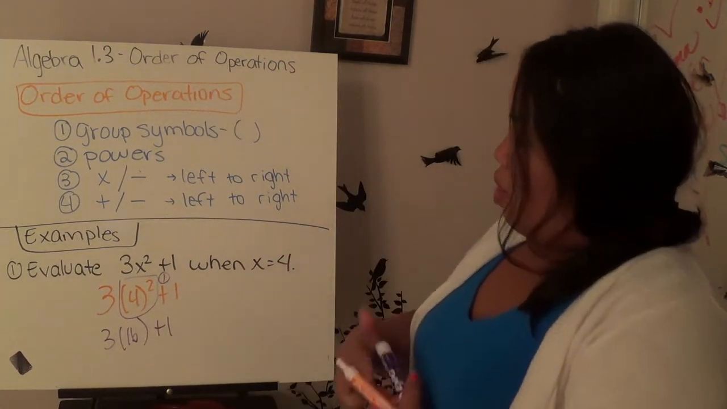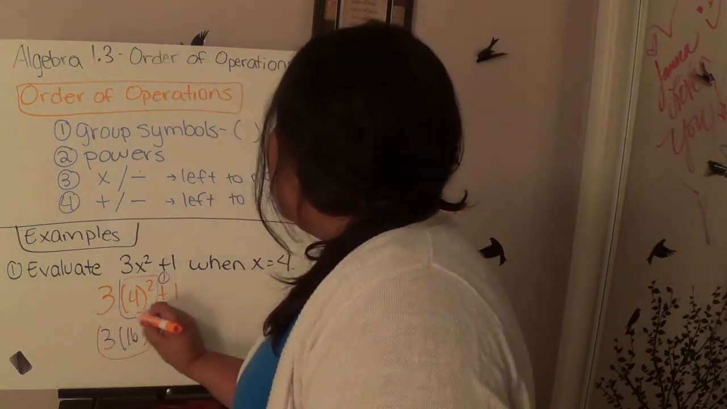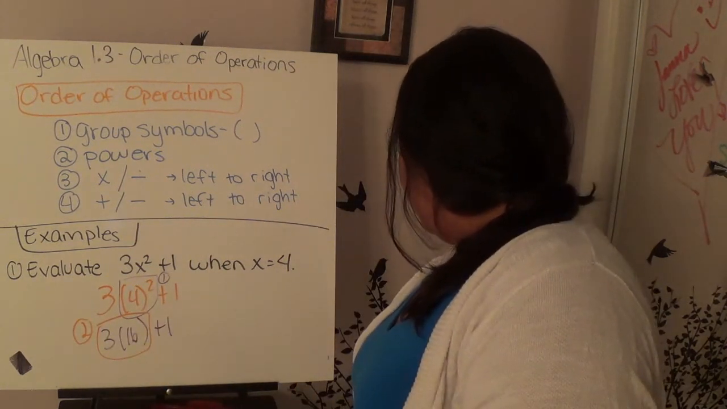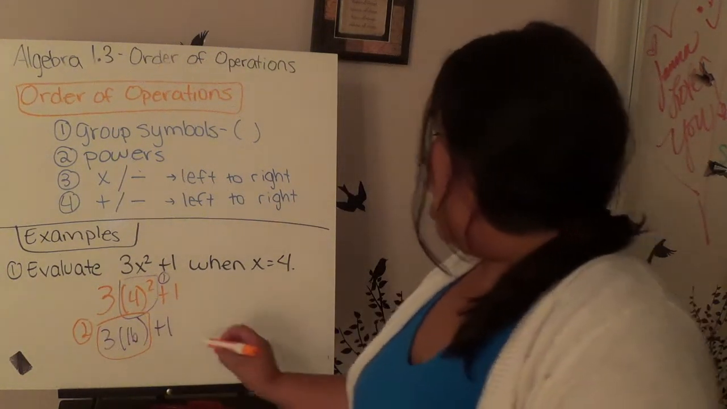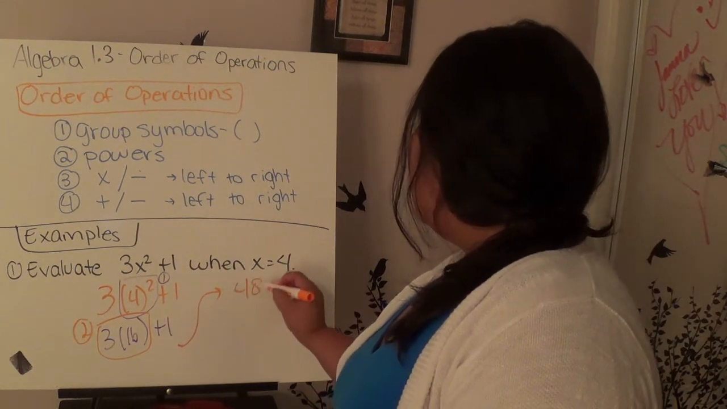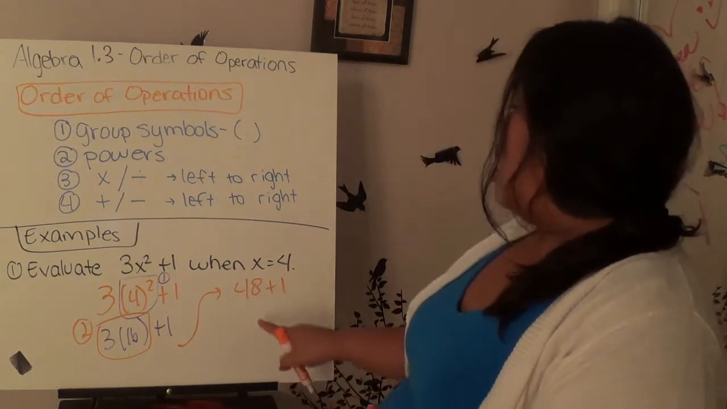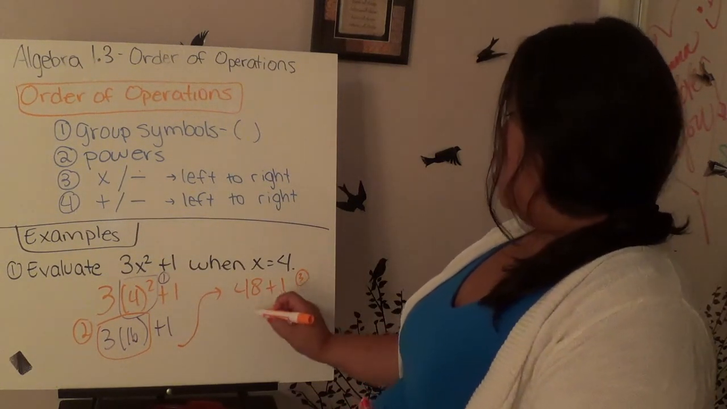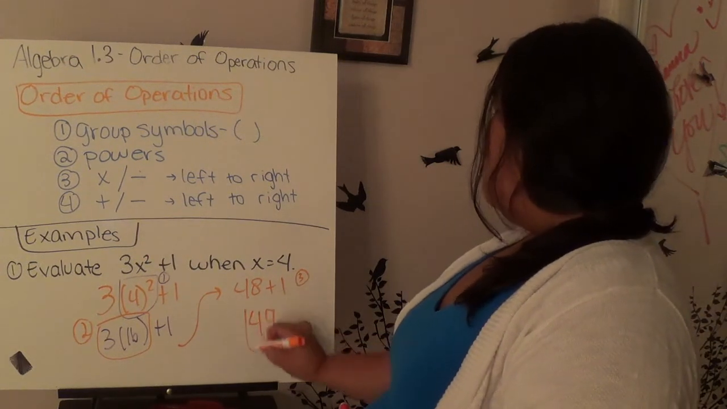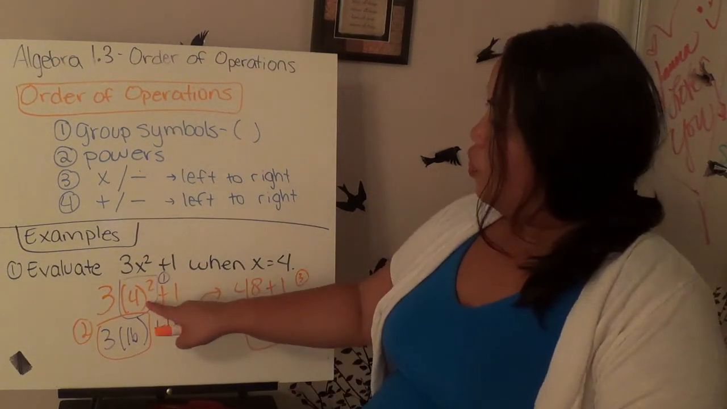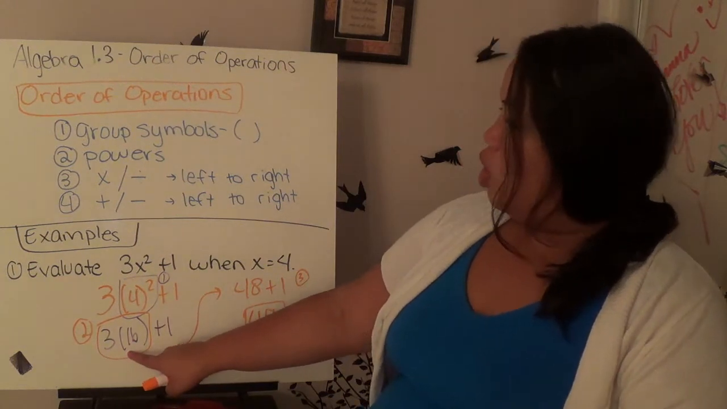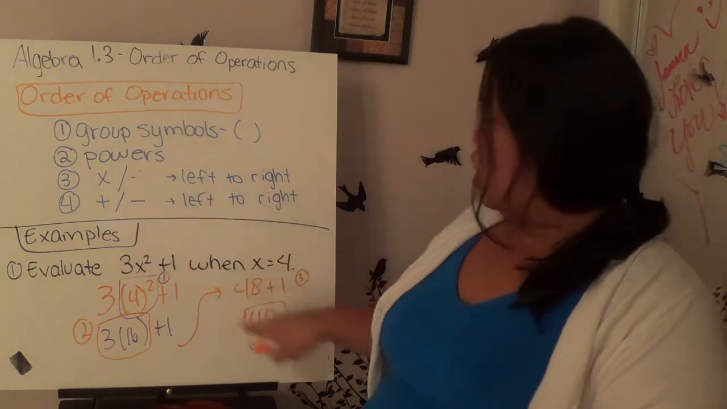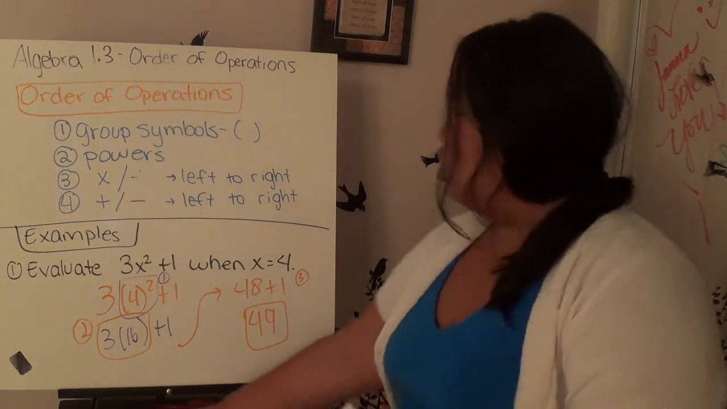Okay? Now I have to do this. Okay? So this is second. 3 times 16, which is 48, plus 1. Then I do addition and subtraction last. Okay? So this is 49. So powers was first. Then second is multiplication and division, right? Because I have to choose between multiplication or addition. But addition and subtraction are last. So I have to make sure to do that last.